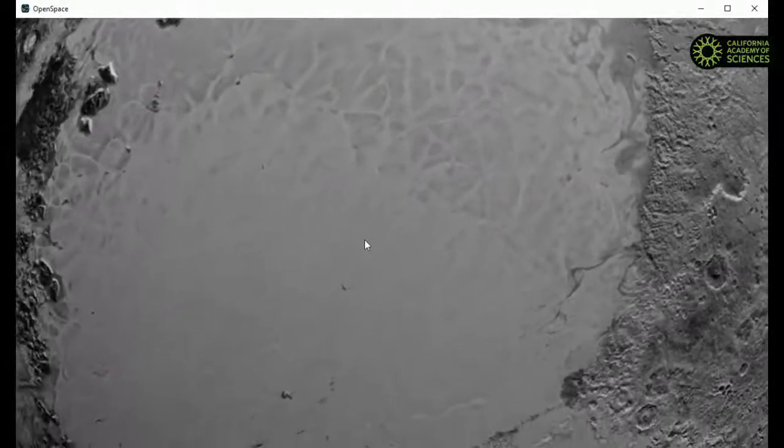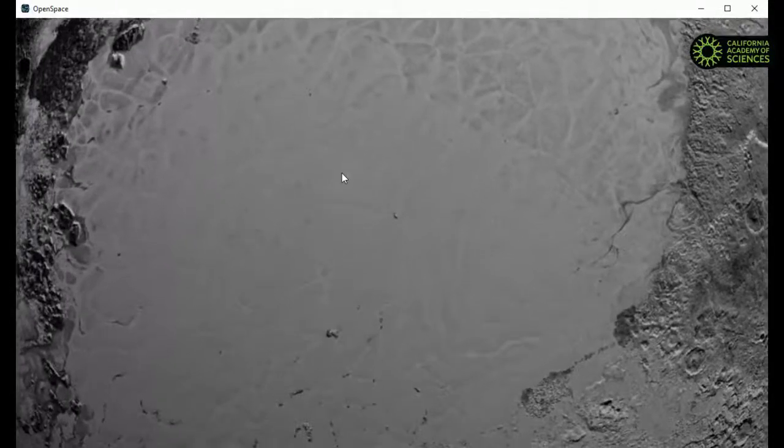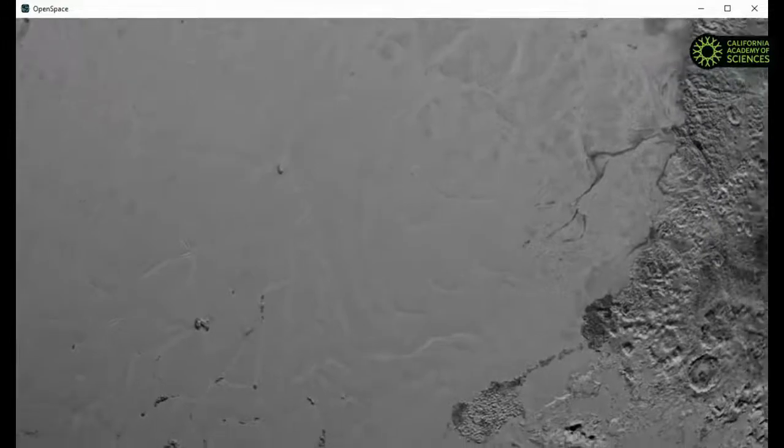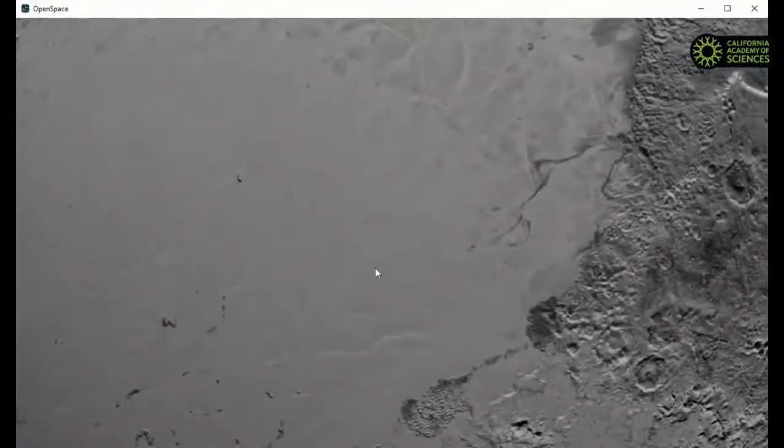This is, I believe, the Sputnik Planitia. When you're looking at this, and the Tombaugh Regio, I think, those are names of this area. When you're looking around here, you can see a relatively smooth surface. It's a little bumpy. It's got these kind of rifts or cracks in it, but no craters. And that's telling us that this is a very smooth surface.